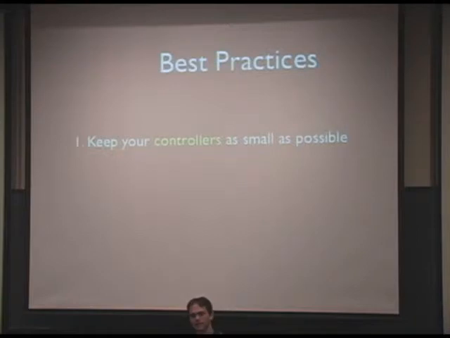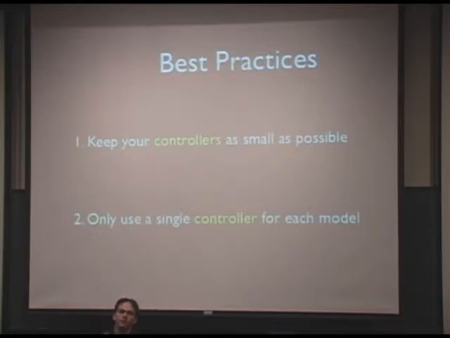The second Rails best practice is that we realize you should really only use a single controller for every model. So if I've got a user table, I might have a user model, and I should have a user controller for that model. So following that criteria, my user controller ends up looking something like this.